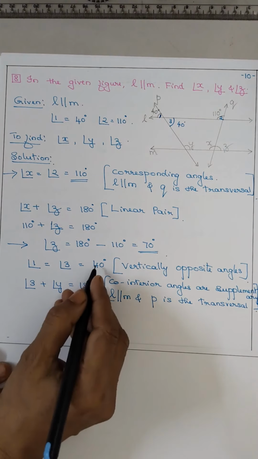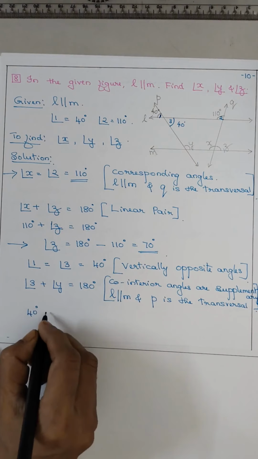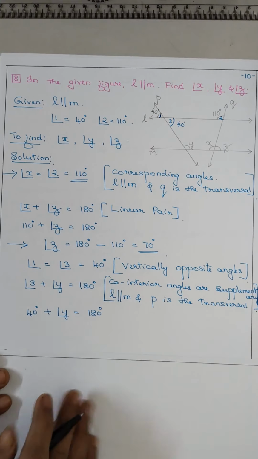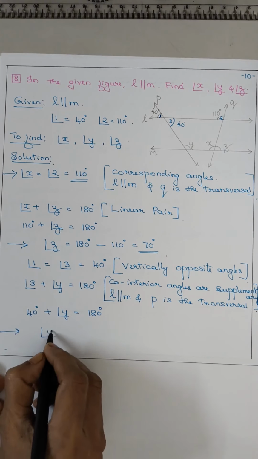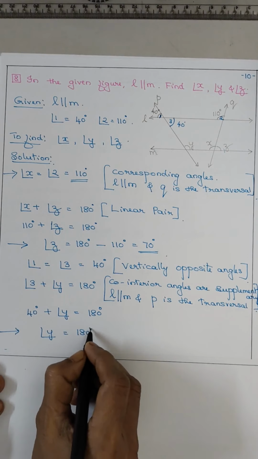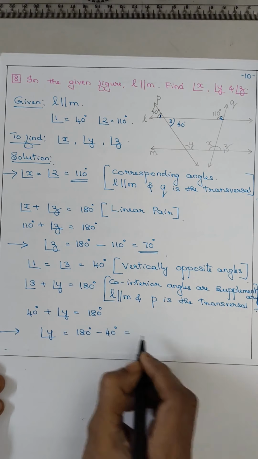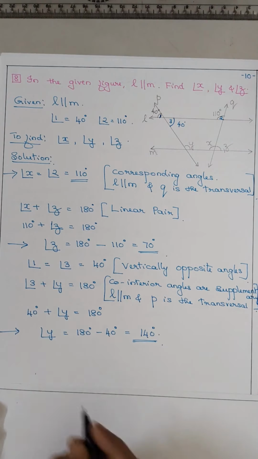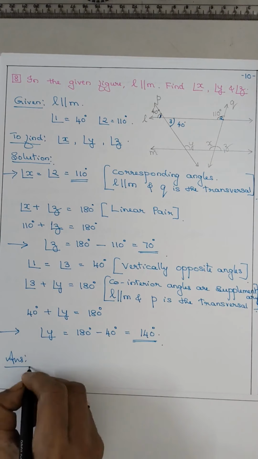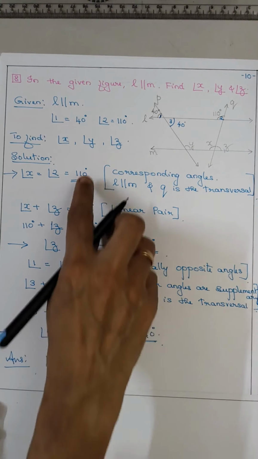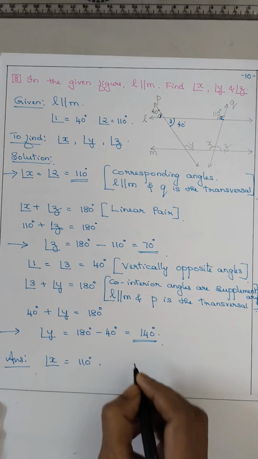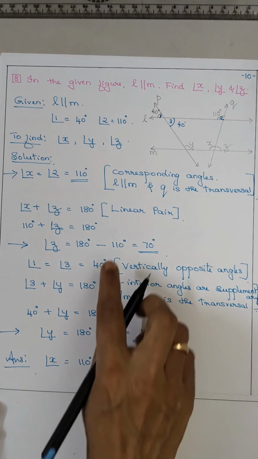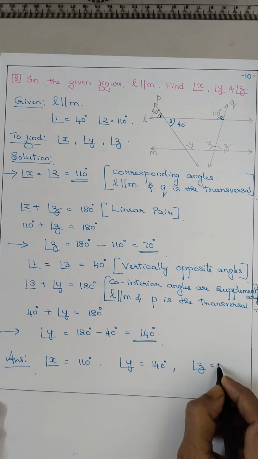Now, angle 3 you got 40. Angle Y you don't know, 180. Therefore, angle Y is equal to 180 minus 40, that is 140. So, you got all the three. Answer: angle X is equal to 110, angle Y is equal to 140 and angle Z is equal to 70.